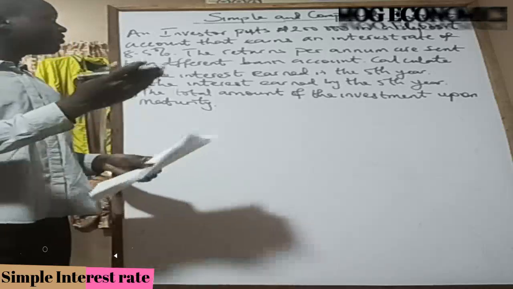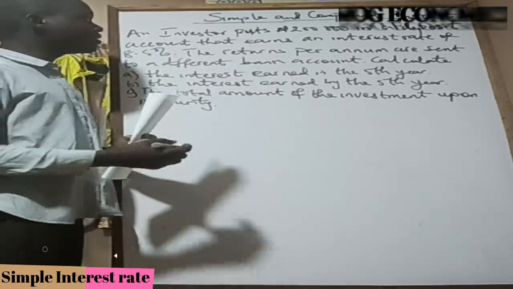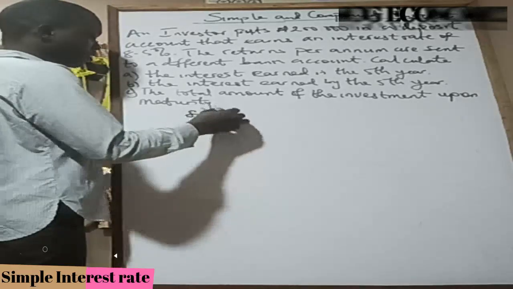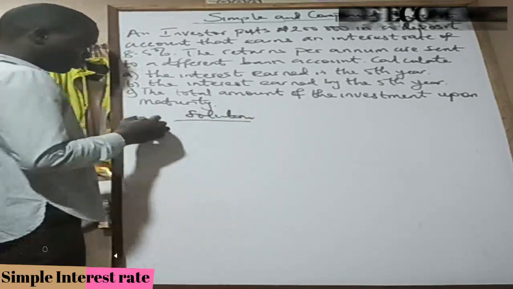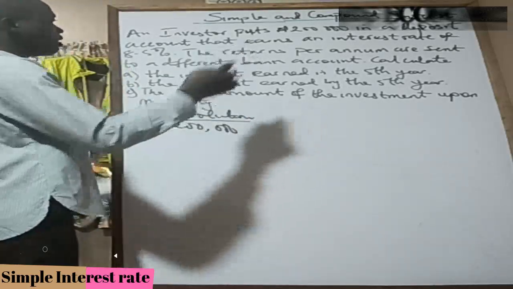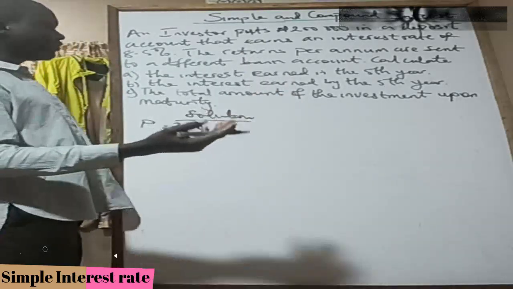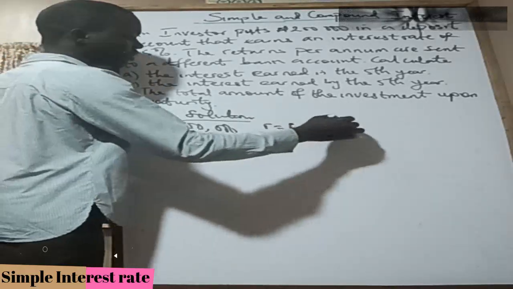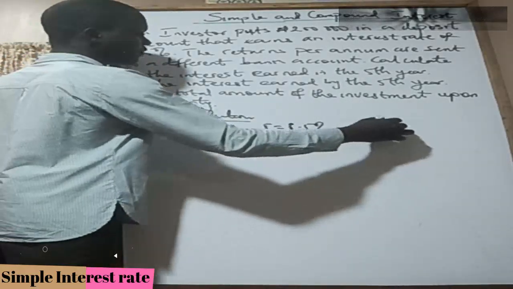So we have an investor who puts 200k in a deposit account. So the principal here, solution, the principal is 200,000, right? And then it earns an interest of 8.5%. So the rate of return is 8.5%, which is the same as 0.085.